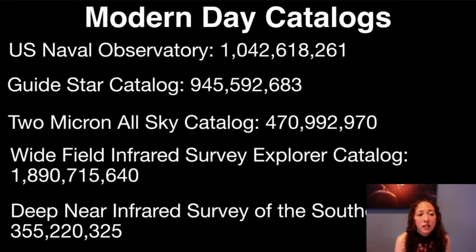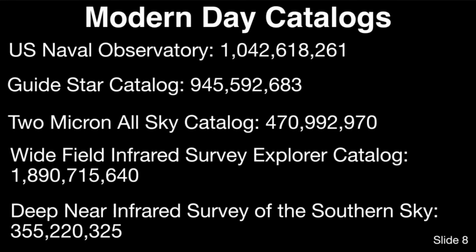The U.S. Naval Observatory, which has been one of the stellar catalog keepers over time, has over 1 billion stars in a catalog. There's the GuideStar catalog that the Hubble Space Telescope used, which has almost 1 billion stars in it. The 2-micron all sky catalog that I just mentioned, in the infrared, has 500 million point sources in it. Wide Field Infrared Survey Explorer, almost 2 billion. Deep Near Infrared Survey of the Southern Sky, 355 million.